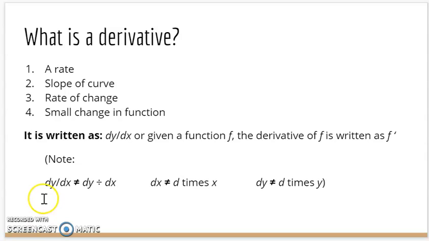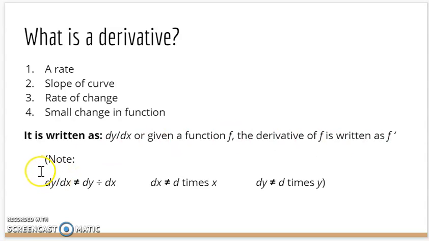It's written as dy over dx, or given a function f, the derivative of f is written as f prime, which is what the little apostrophe that I have over here means. It means f prime. It's just another way to say the derivative of f.